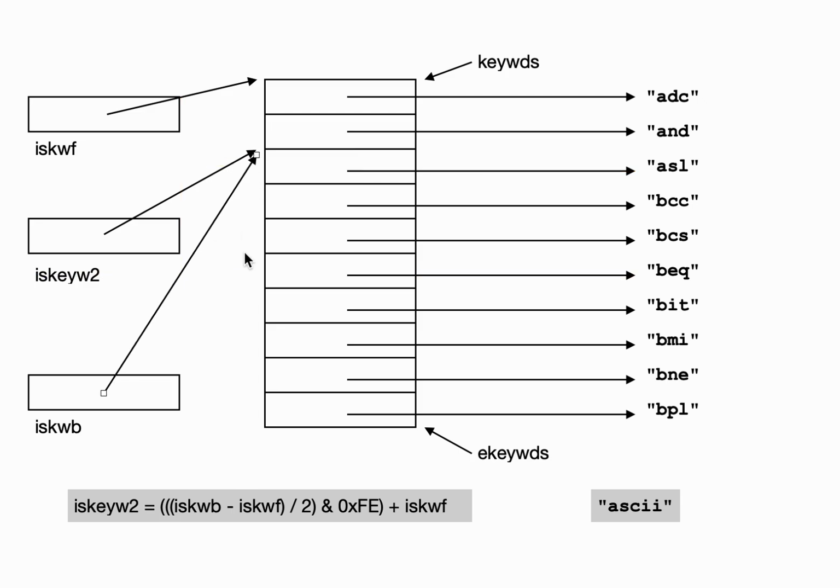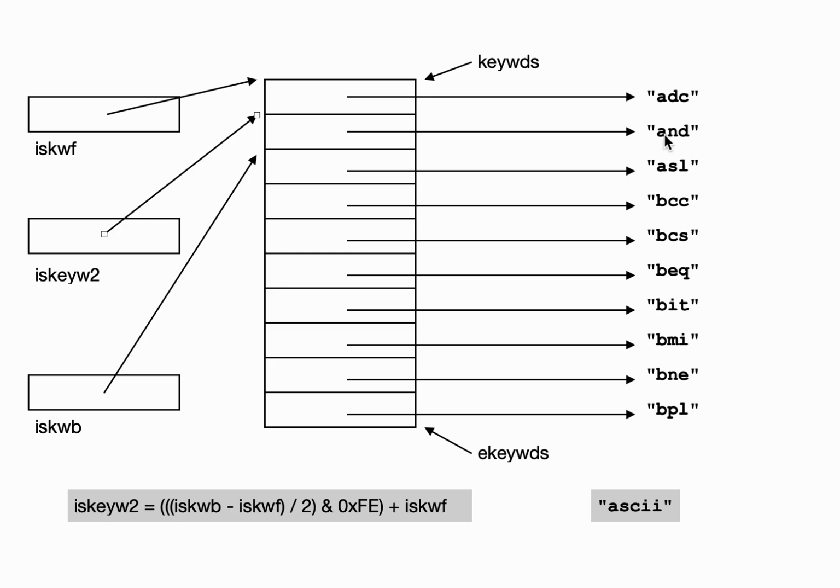And now we go back to the top of the loop and we have to recalculate this thing here. So now isKWB minus isKWF is 4 bytes, 2, 4. Divided by 2 is 2. Clear the low bit, doesn't change anything. So now we add 2 to isKWF, which means right here. And this gets moved there. So now isKW2 is pointing at the pointer, which points to AND.